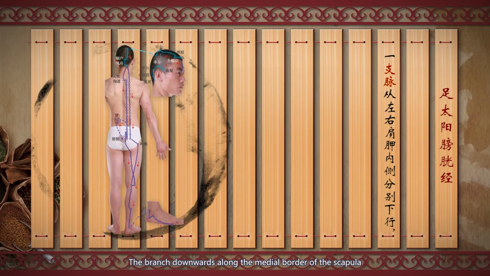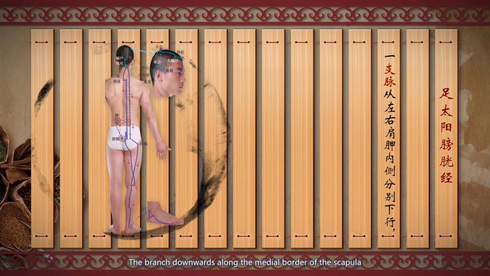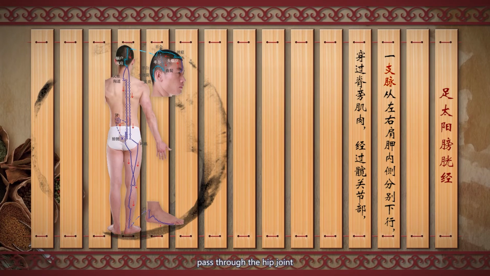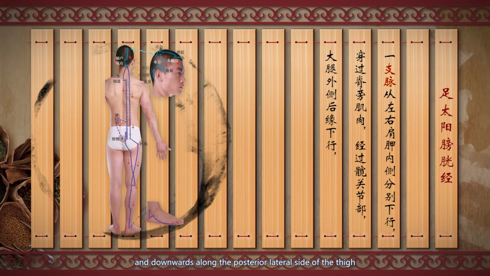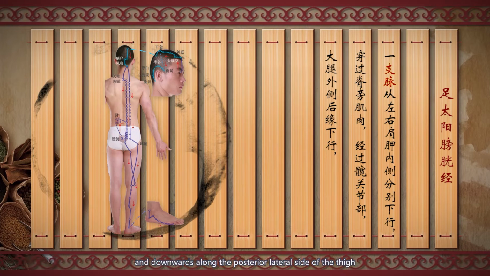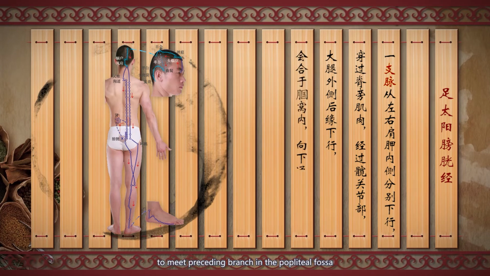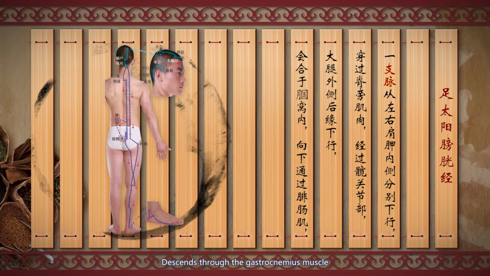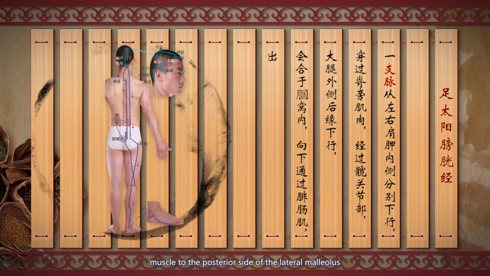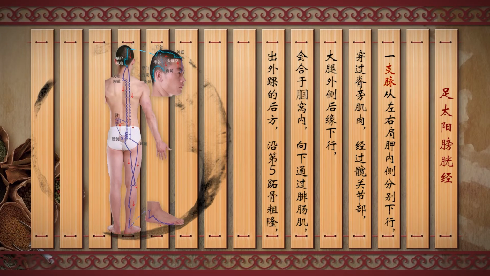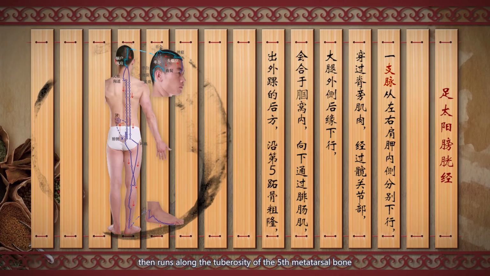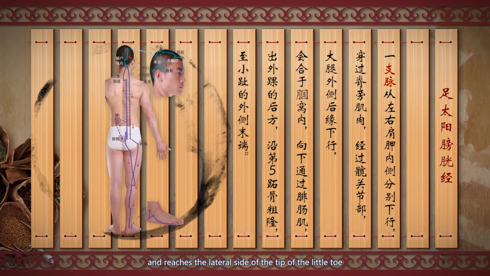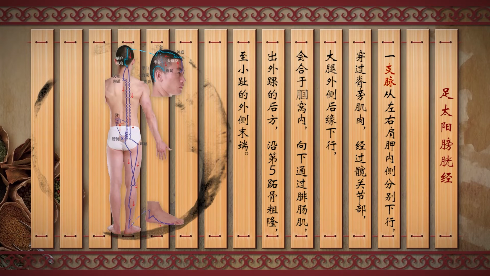The branch downwards along the medial border of the scapula through the vertebral muscle passes through the hip joint, and downwards along the posterior lateral side of the thigh to meet the preceding branch in the popliteal fossa. It descends through the gastrocnemius muscle to the posterior side of the lateral malleolus, then runs along the tuberosity of the fifth metatarsal bone and reaches the lateral side of the tip of the little toe.